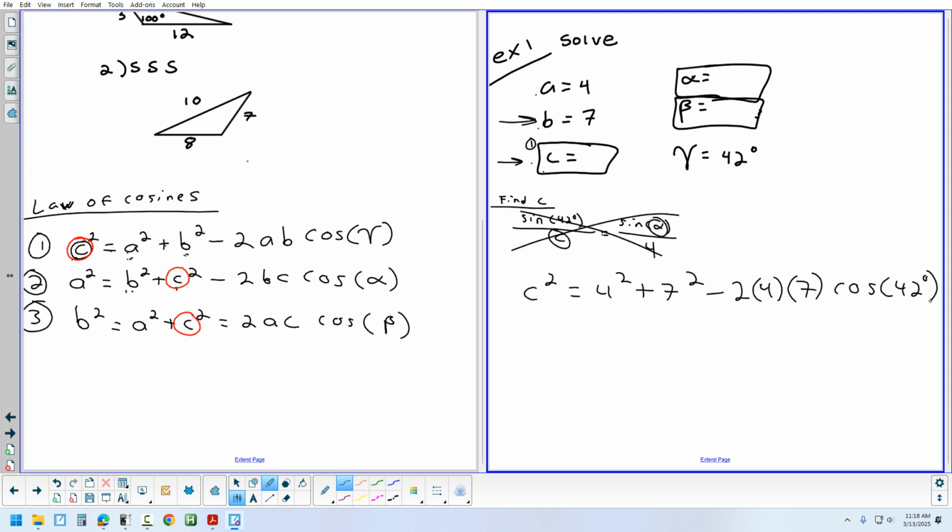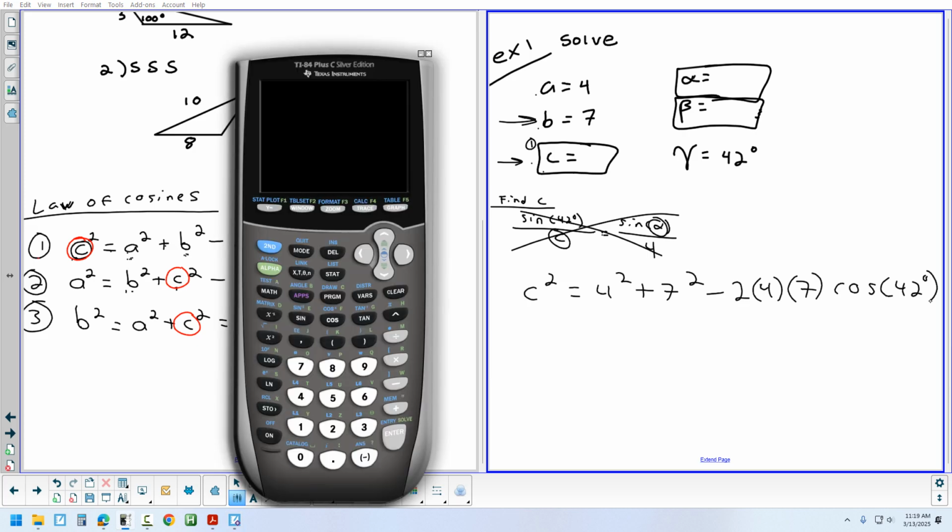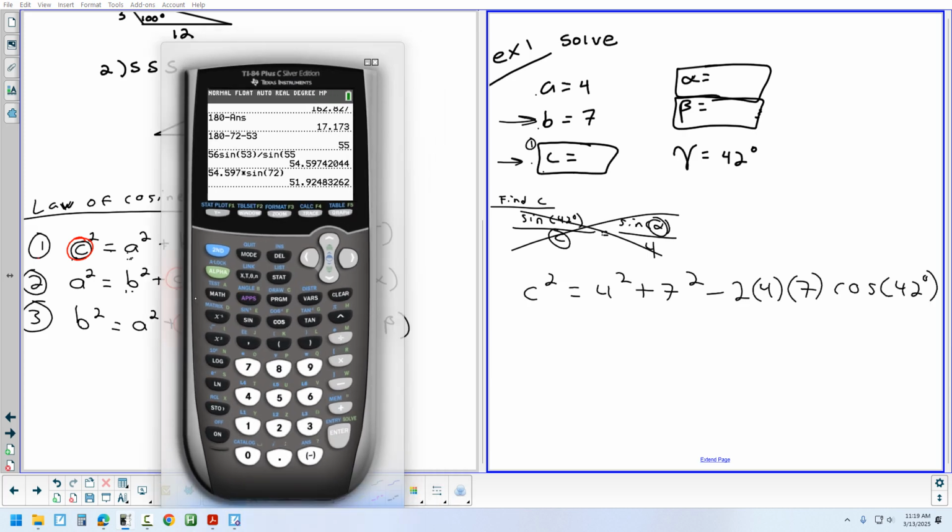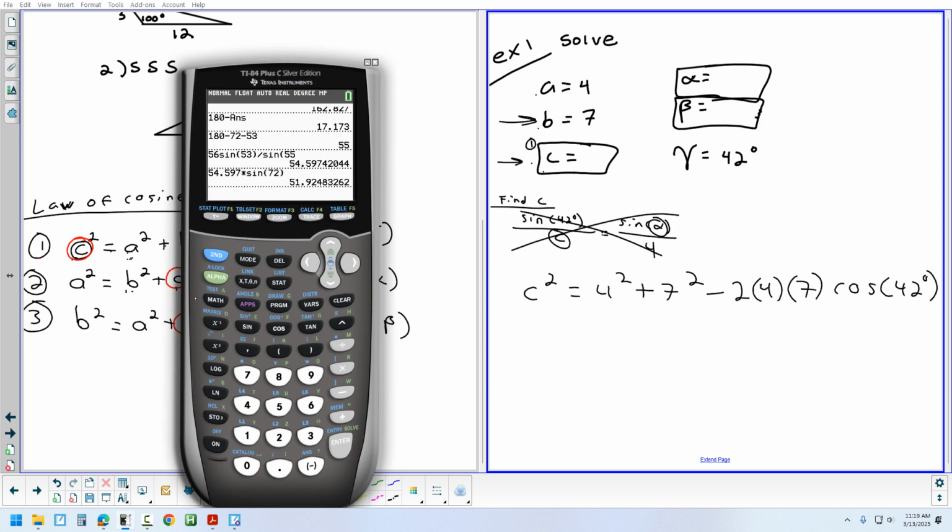Okay, so that's how we set the formula up. Any questions on the setup? Okay, now what's the angle that I'm plugging in for cosine in this one? 42. So when I take the cosine of 42, I'm going to get a not nice answer, so we'll deal with that.